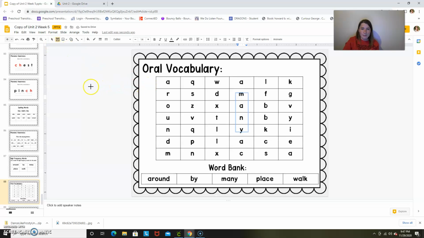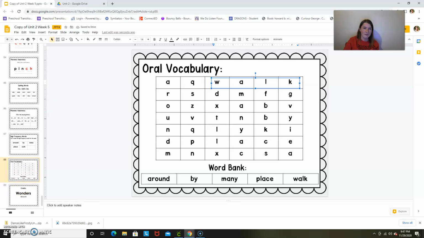Alright. Place. Let's see if we can find place. Oh, I see it. P-L-A-C-E. Place. Alright, walk. Last one. Can you find walk? I see it at the very tip top. Good job. Right here. W-A-L-K. Good job, first graders.